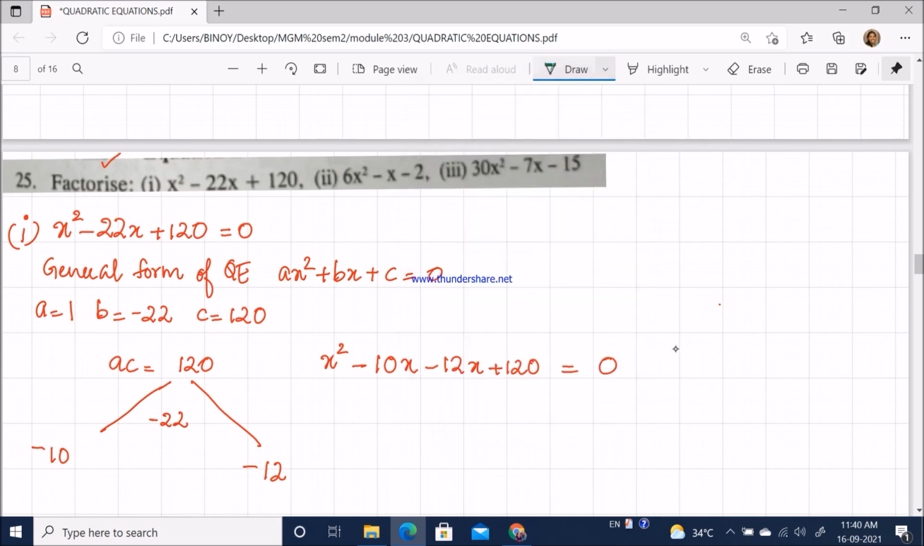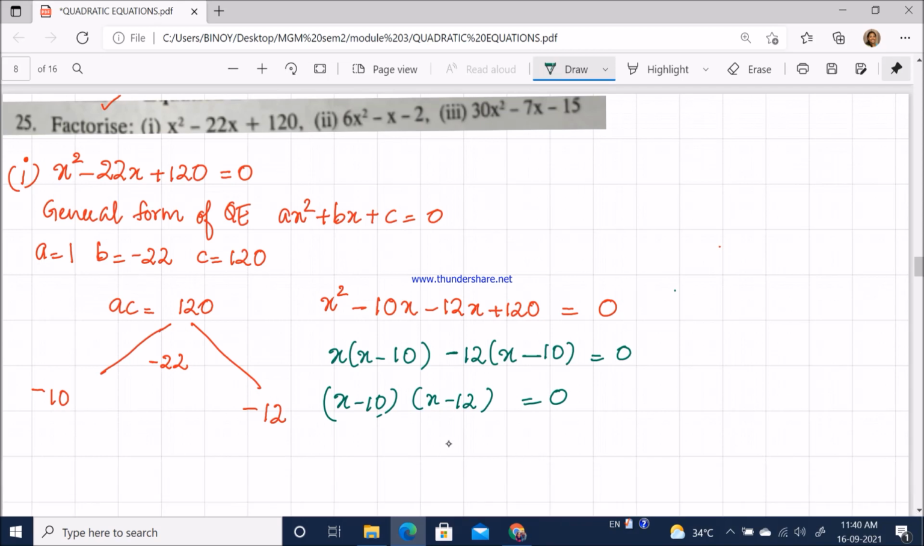So this is nothing but taking x out, so it is x into (x minus 10) and minus 12 out, so minus 12 into (x minus 10) equals 0. So it is (x minus 10) and (x minus 12) equals 0. So the roots of the equation are x is equal to 10 and 12.